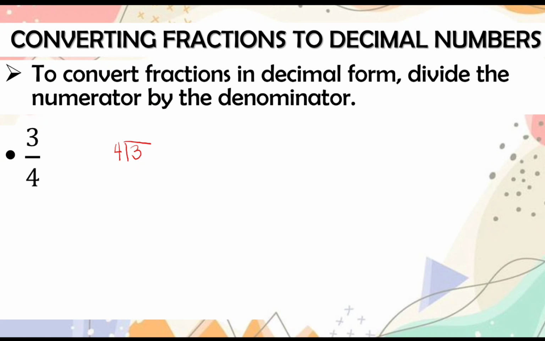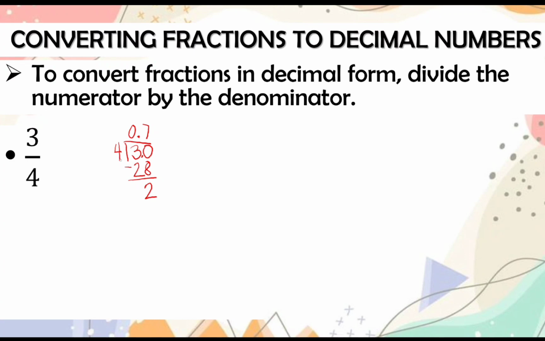Okay, 3 divided by 4, that cannot be. So that is 0. Then put decimal point. And then magdagdag tayo ng 0 sa dividend. So meron na tayong 30. 30 divided by 4, that is 7. 7 times 4 is 28. 30 minus 28, that will give us 2.